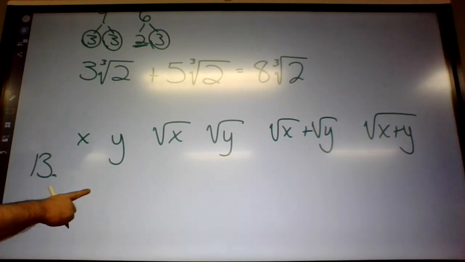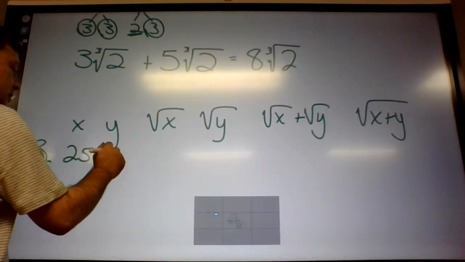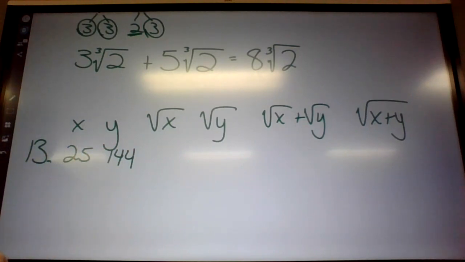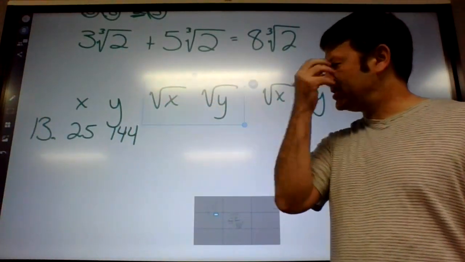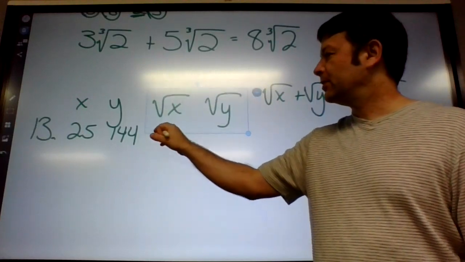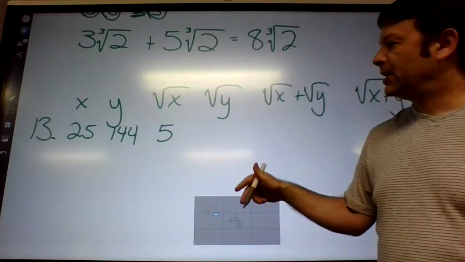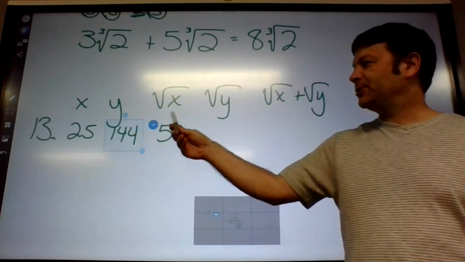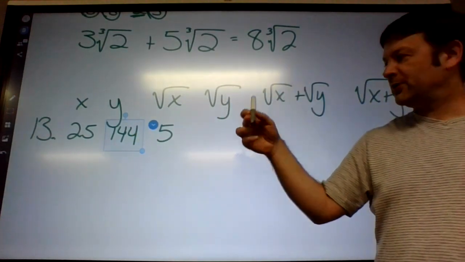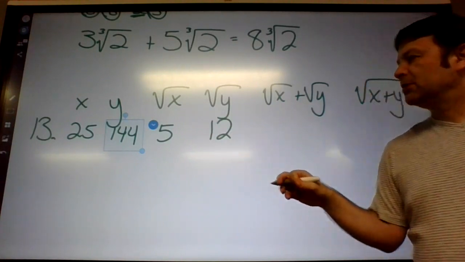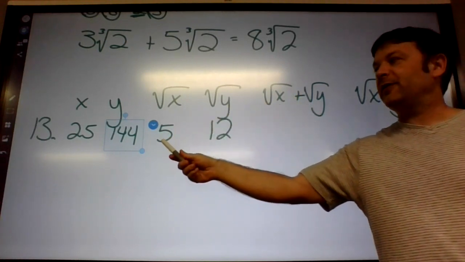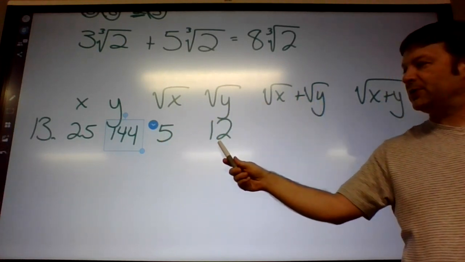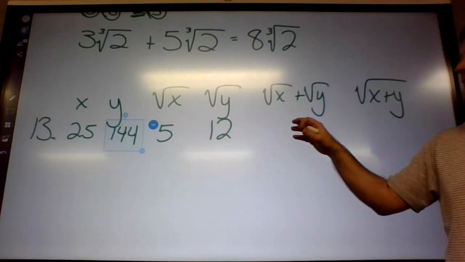Okay, then they give you 25 and 144. Okay, let's see, where are we at? Manny, so if x is 25, what would square root of x be? It'd be 5. Okay. You guys remember this one? What's the square root of 144? 12. Okay, so on this one, you do square root of x, which we just said was 5, plus square root of y, which we just said is 12. So it's just like 5 plus 12, which is 17.